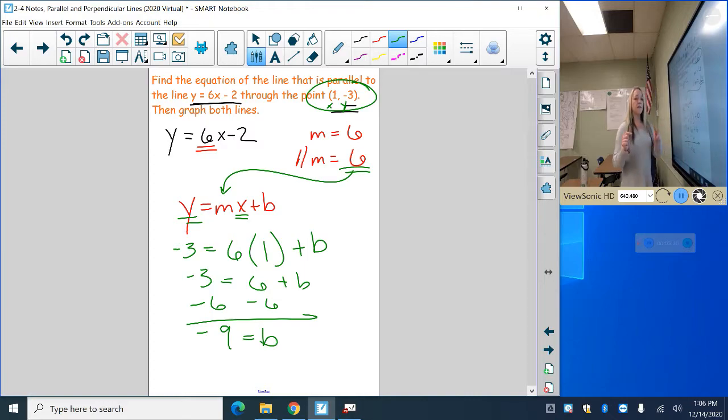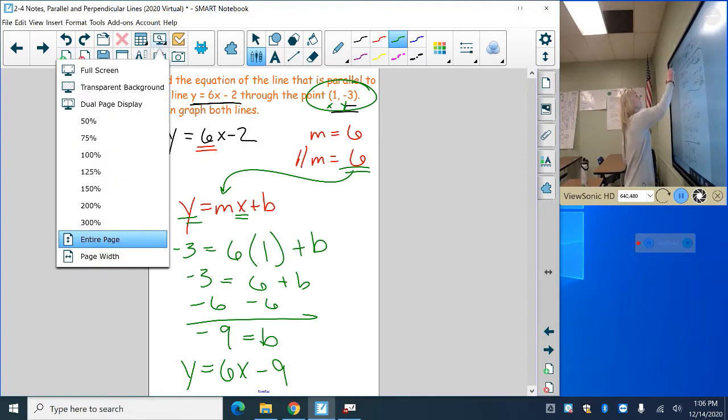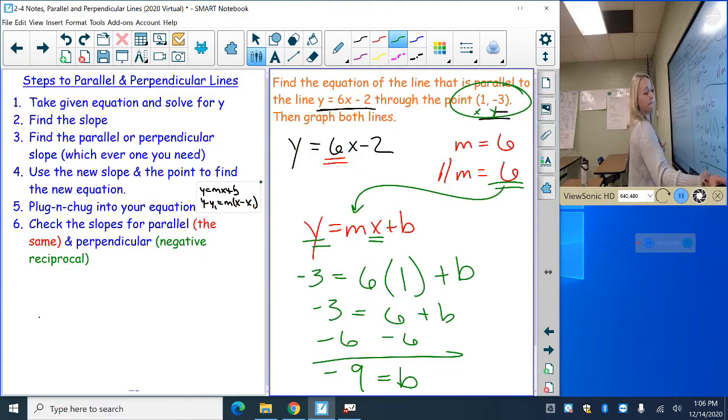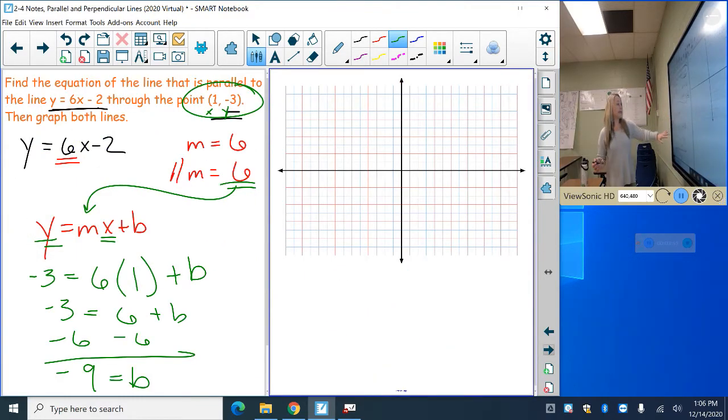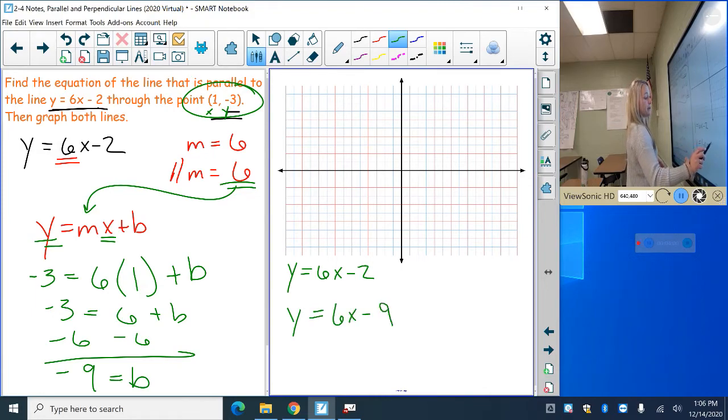So the equation of the second line, the first line is y equals 6x minus 2. The equation of the second line is going to be y equals, and since it's parallel, it's got to have the slope of 6, 6x minus 9. Now let's go ahead and graph both of these lines and see if it works out. So I'm going to take my first equation, y equals 6x minus 2, and I have y equals 6x minus 9 for my second equation.